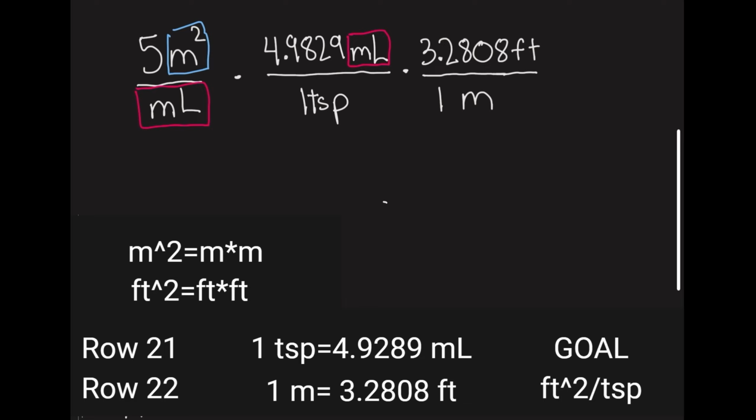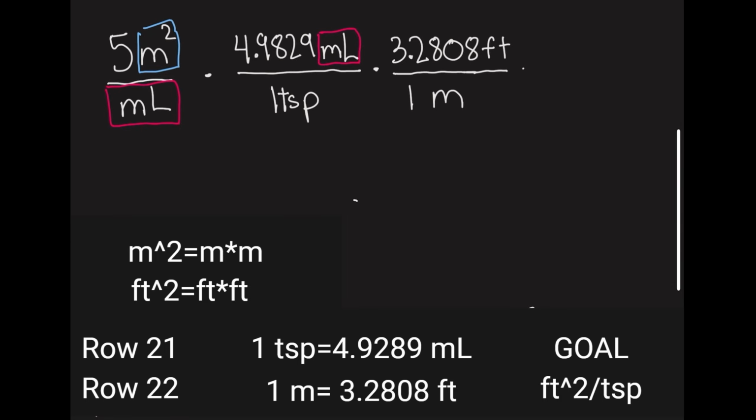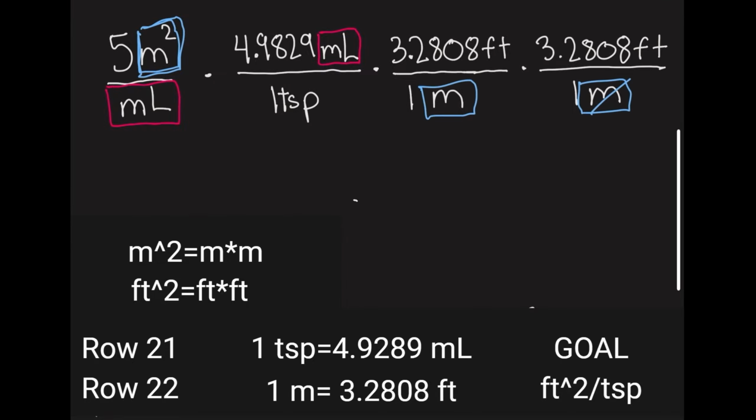And again, because I have meters squared and I want feet squared, I need to do this conversion twice. So I'm going to do it one more time. 3.2808 feet divided by 1 meter. And now we can clearly see, here's meter squared over here. Here's one of the meters I got rid of, and here's the other one. So my meters all cancel out.